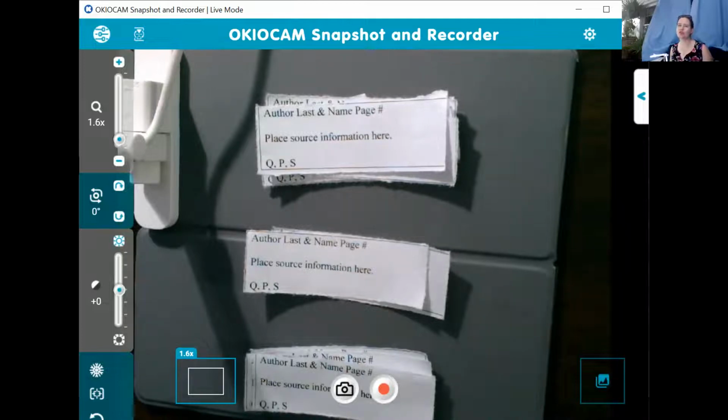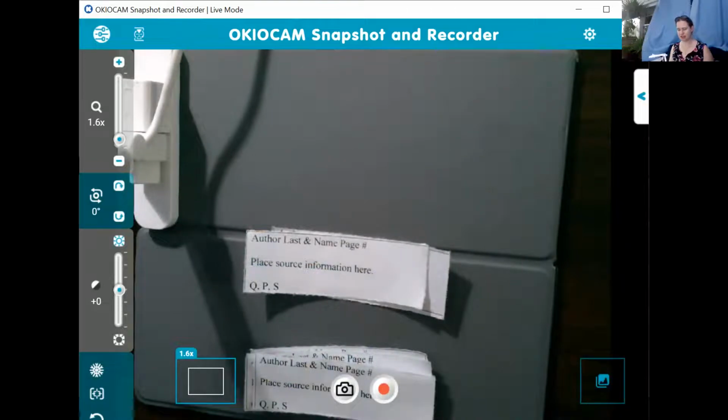First, the overuse of one author in one subtopic. I'm going to count up these cards. 1, 2, 3, 4, 5, 6. 6 cards. Okay, not bad. Well, what happens if 5 of those 6 cards all came from the same author?